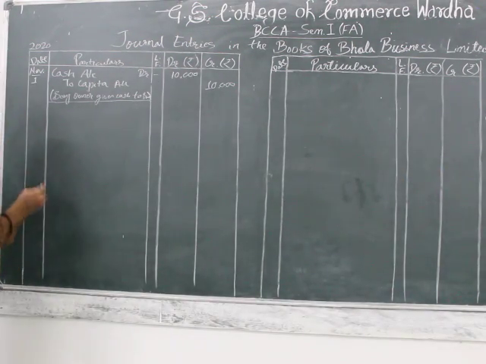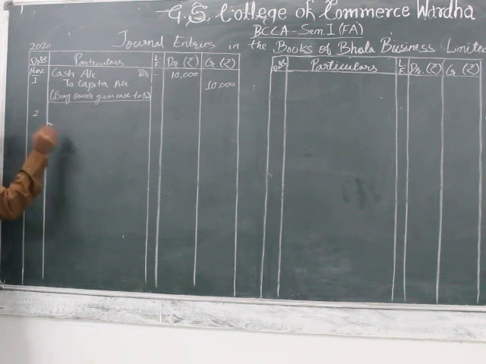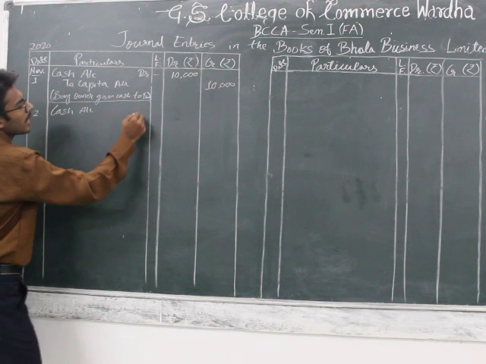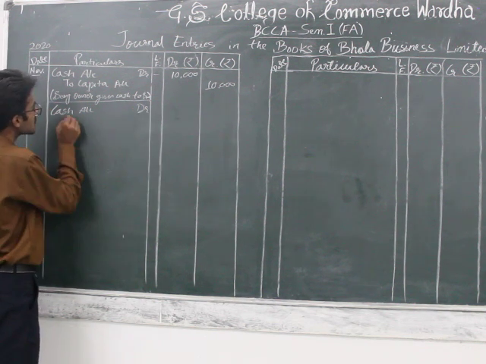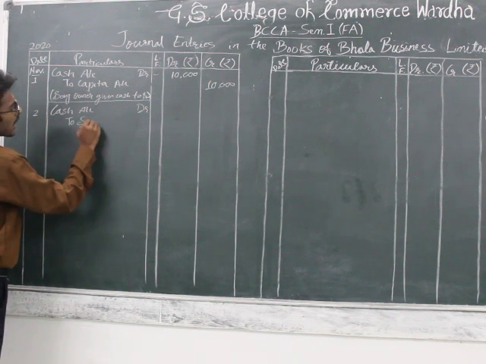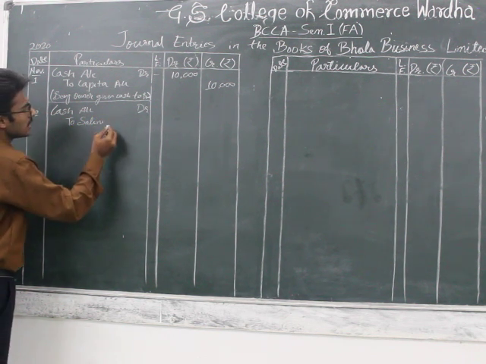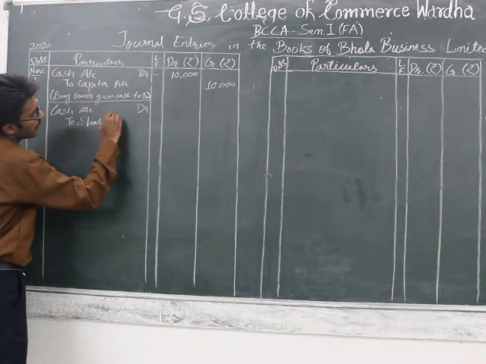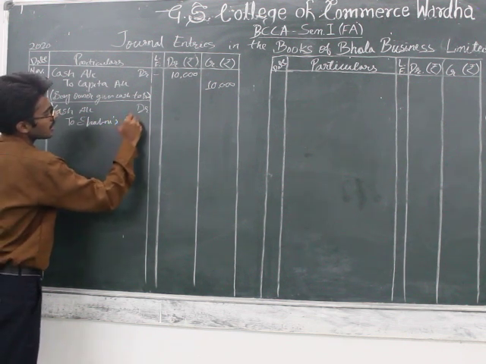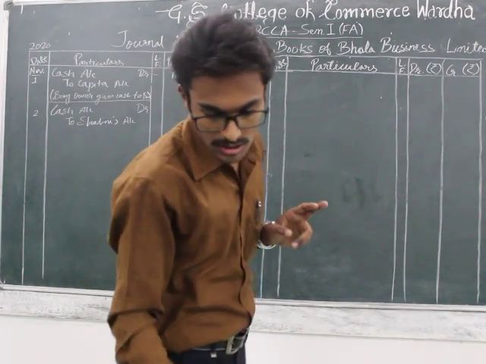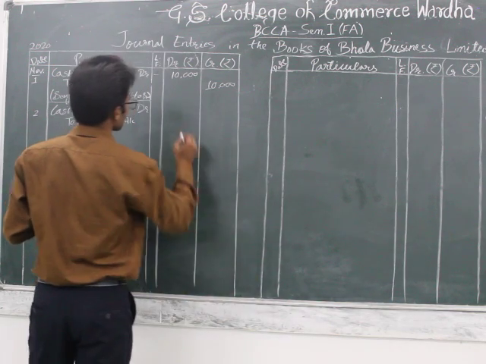So our entry on 2nd November will be: cash account debited. Why is cash account debited? Because we have received cash from Shalini. And why will Shalini be credited? Because Shalini is giver to our business. And the amount is 5,000.